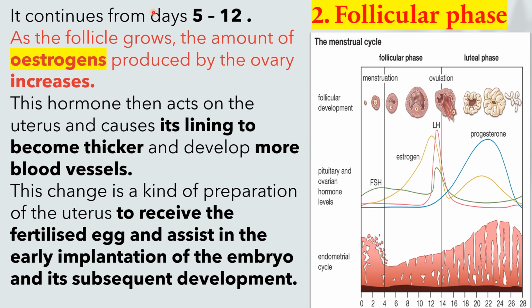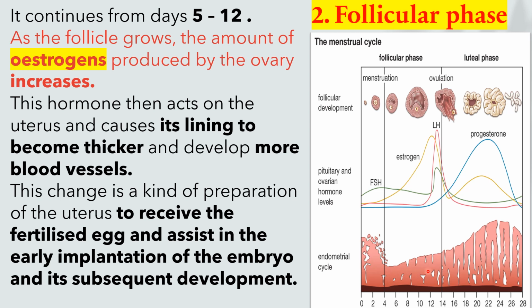The next phase of menstrual cycle is follicular phase. It continues from days 5 to 12. Here you can see that this is follicular phase, 5th day to 12th day. As the follicle grows, the amount of estrogens produced by the ovary increases. Follicle cells secrete estrogen. Then in follicular phase, production of estrogen increases. This hormone then acts on the uterus and causes its lining to become thicker.